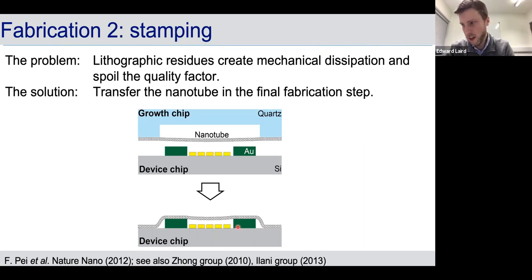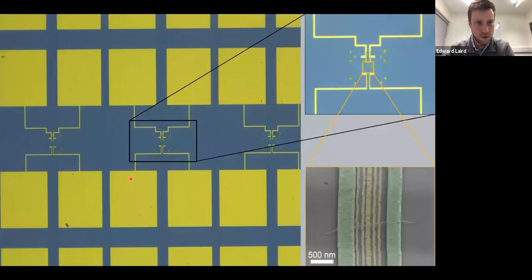So this is not a deterministic process. It relies on the nanotube growing between two quartz pillars, and then the stamping itself doesn't always work. But we can make 100 or so devices in parallel, and if we do this, particularly over a few chips, then we are able to get high quality mechanical resonators. So this is how it works. This is what the device looks like.